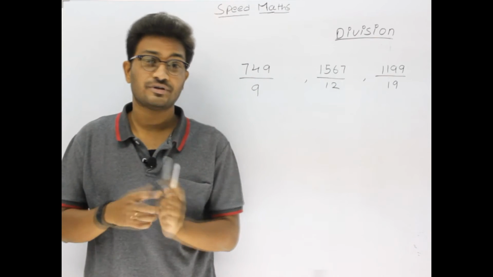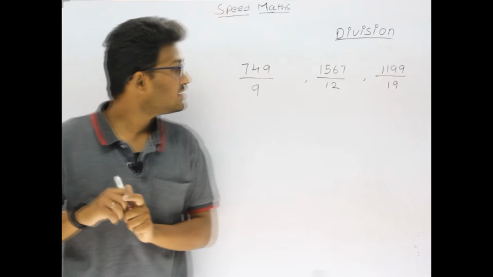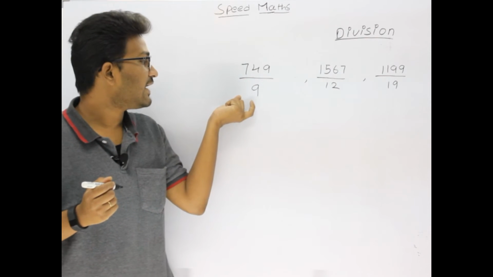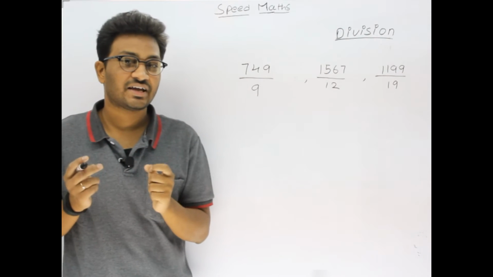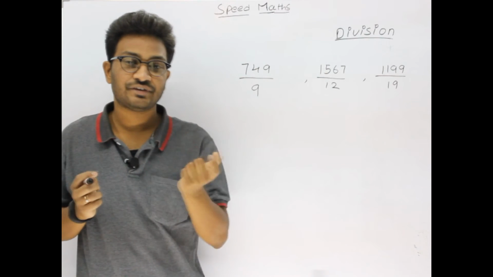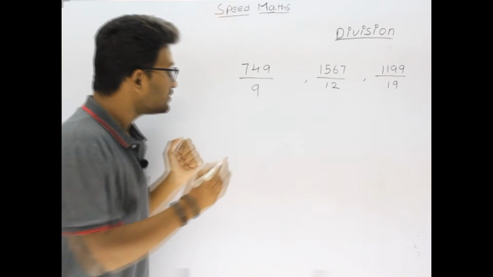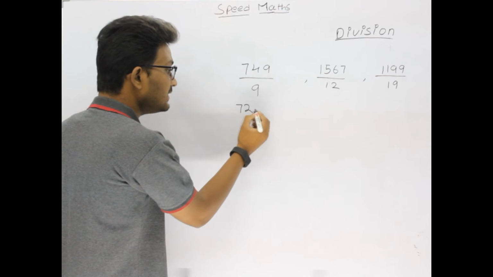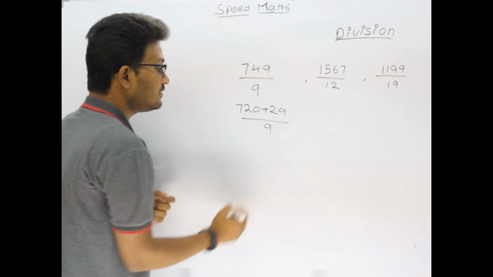Now, as we know how a smart student will divide a number, let's solve some more examples. See, in the first example, we have to take a multiple of 9 which is close to 749. Let's take it as 720, because we know that 72 by 9 is 8. So 720 by 9 is 80. So this numerator can be split as 720 plus 29 by 9.